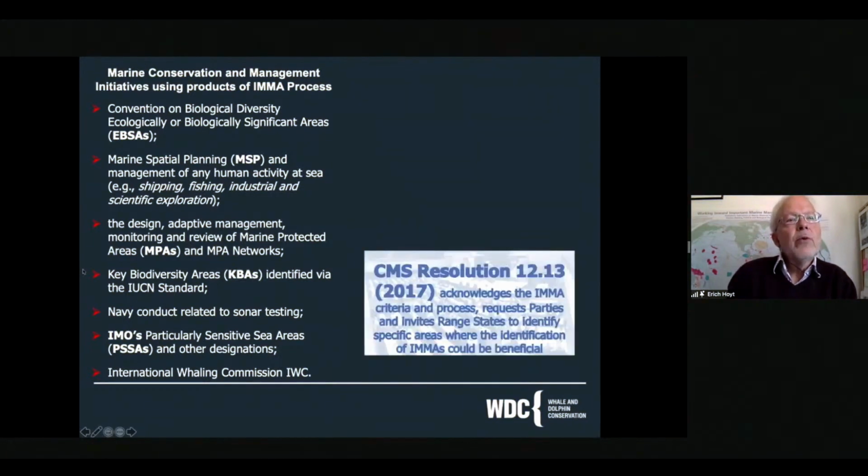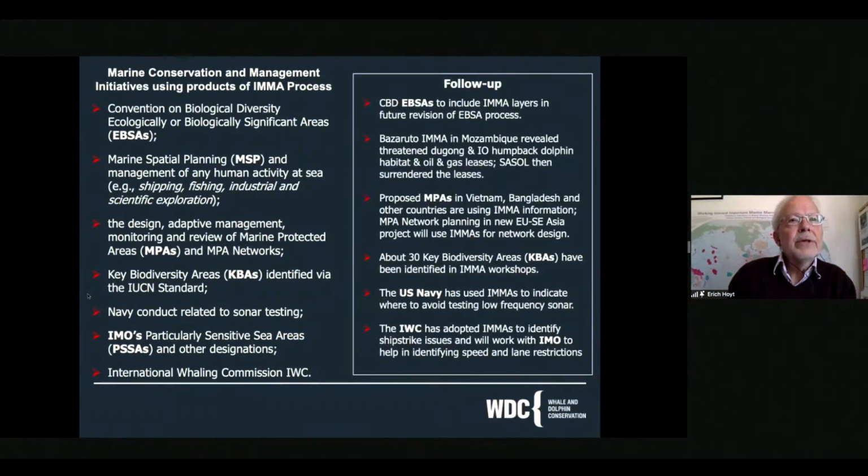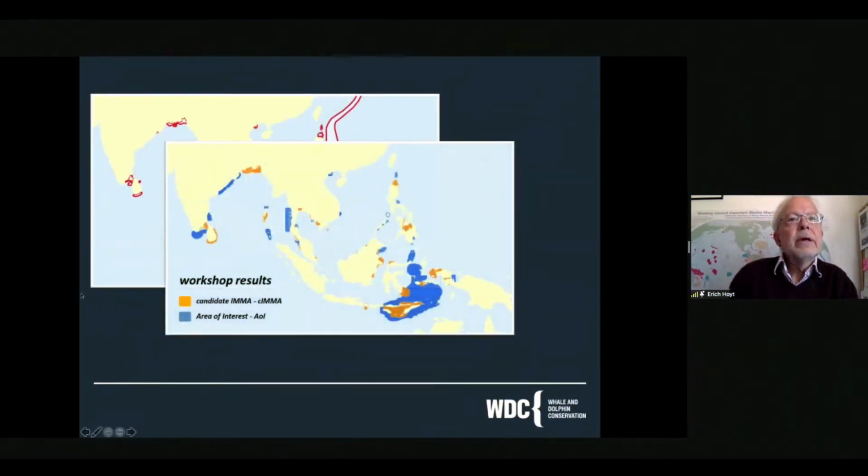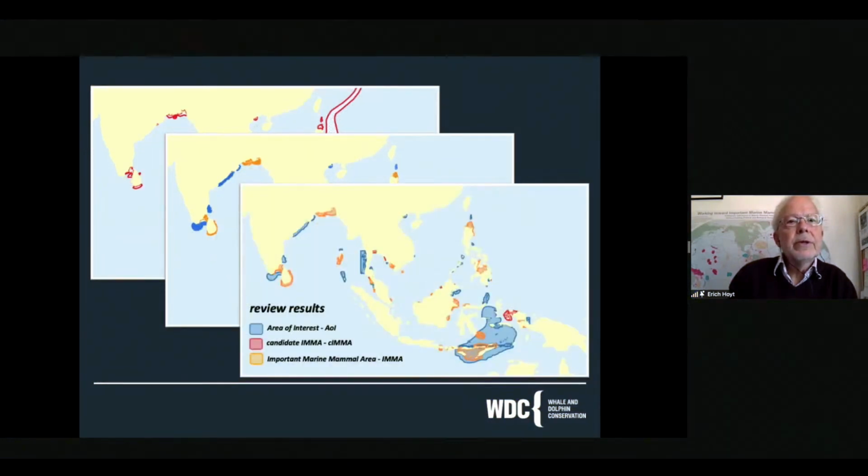So this gives you an idea of what we have at the beginning, before the workshop starts. This is some of the areas that are identified, and after the workshop, as areas are nominated to be candidate IMAs, this is what it looks like. And then finally, the review results give you something that looks like this. But I'll go back to that first image with all the submissions shown on the map.